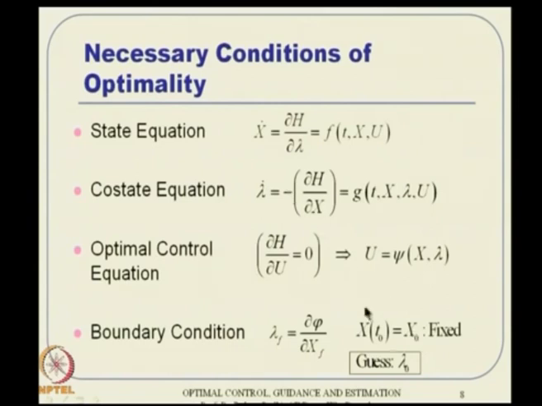So, I can take these initial conditions and integrate these two equations forward, the state and costate equations, because u I have already eliminated in terms of x and lambda. So, these two are functions of x and lambda only. I have two sets of differential equations and two sets of initial conditions actually. So, I can use this and then integrate it forward.